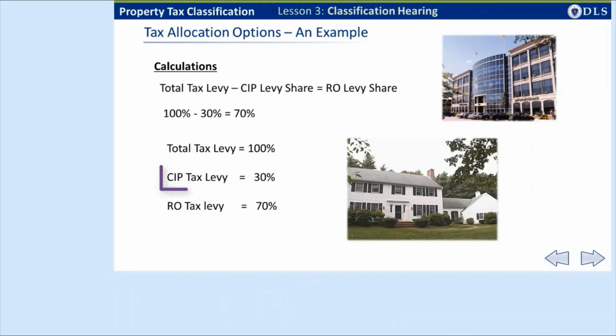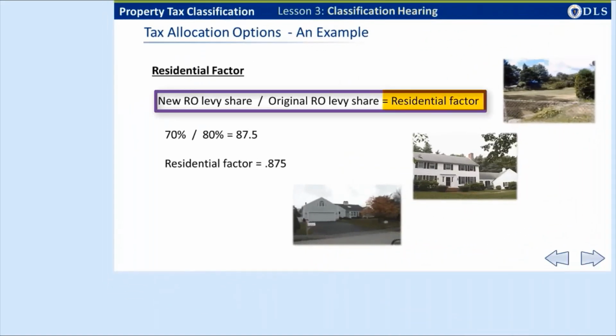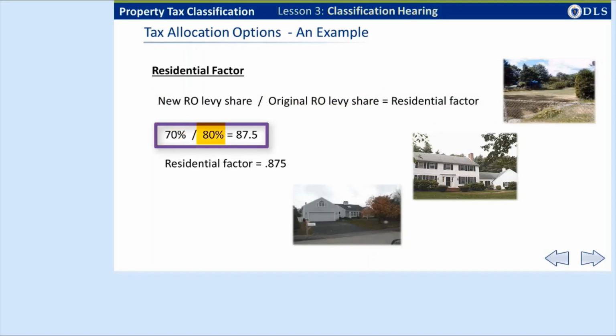If the CIP classes will pay 30% of the total tax levy, then the residential and open space, or RO classes, will pay 70% of the total tax levy. This is calculated by subtracting the CIP share of the tax burden from the total tax levy of 100%. 100% minus 30% equals 70%. To determine the residential factor, divide the new residential and open space, or RO tax levy share of 70% by the original RO tax levy share of 80%. 70% divided by 80% equals 87.5%. The residential factor in this example is 0.875.